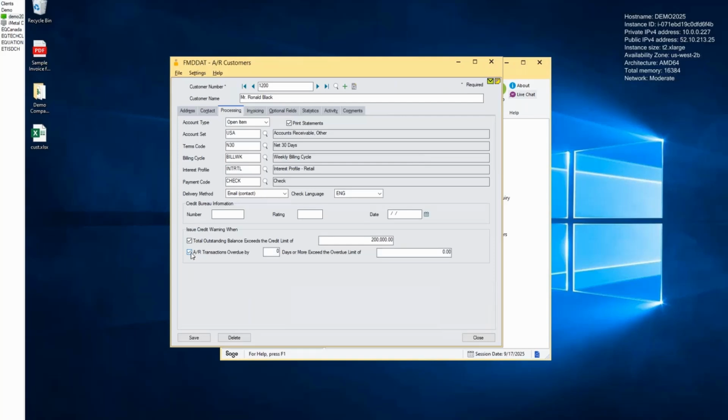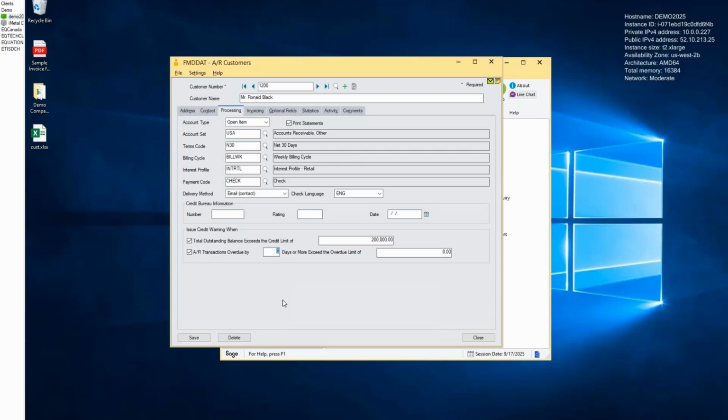We can look at, hey, are there any transactions overdue by how many days? So if you had an invoice that was due yesterday, today is more than 0 days. So it would put the transaction on hold because it's got an overdue item.